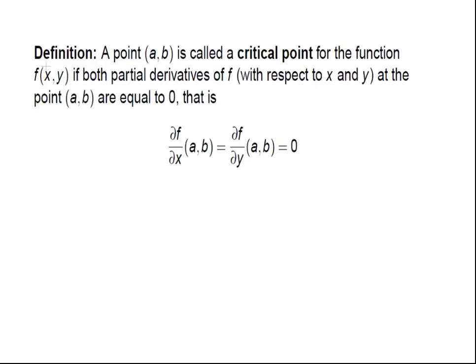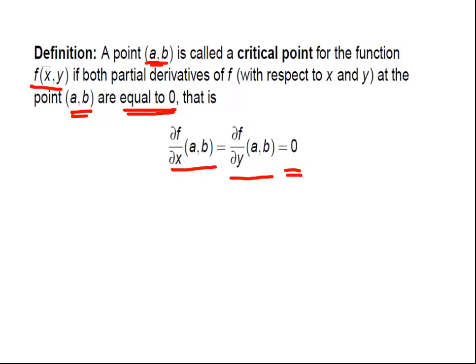Now the point (a, b) is called a critical point of the function f of x and y, if both partial derivatives of f, with respect to x and with respect to y, at the point (a, b) are equal to 0. So it's a straightforward enough definition.